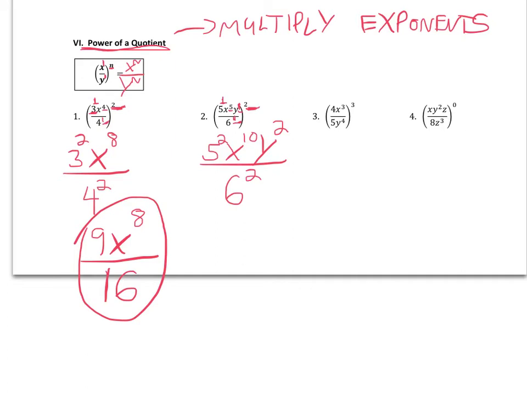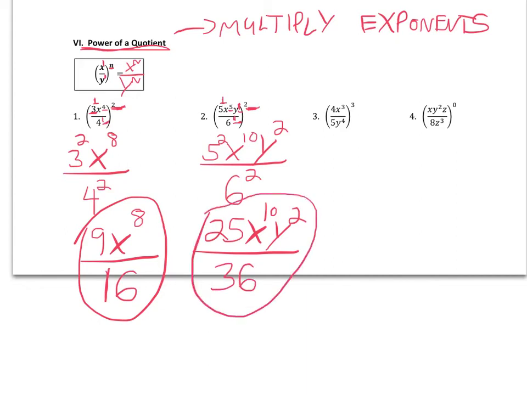And let's see here, 5 squared is 5 times 5, which is 25. So we get 25x to the 10th, y squared. 6 squared is 6 times 6, which is 36. And nothing simplifies there, so that's our answer. Okay, I move to number 3.